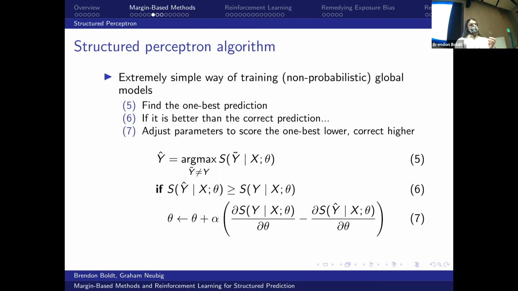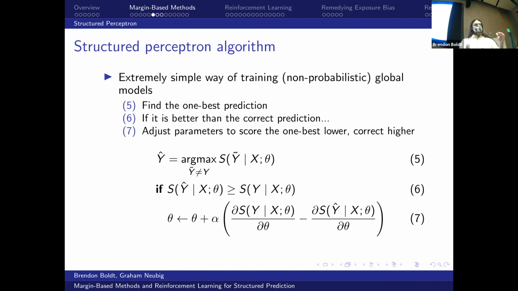The essence of the structured perceptron algorithm starts with this argmax, where we're going to find the label, which is like a sequence of words or something. We're going to be finding the label which the model scores the highest, unless it actually scores the reference label the highest, in which case we'll use the second best.